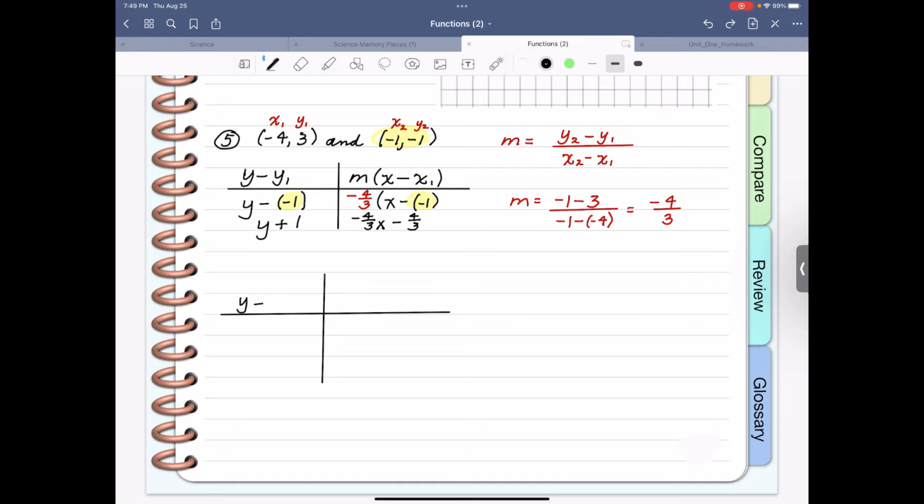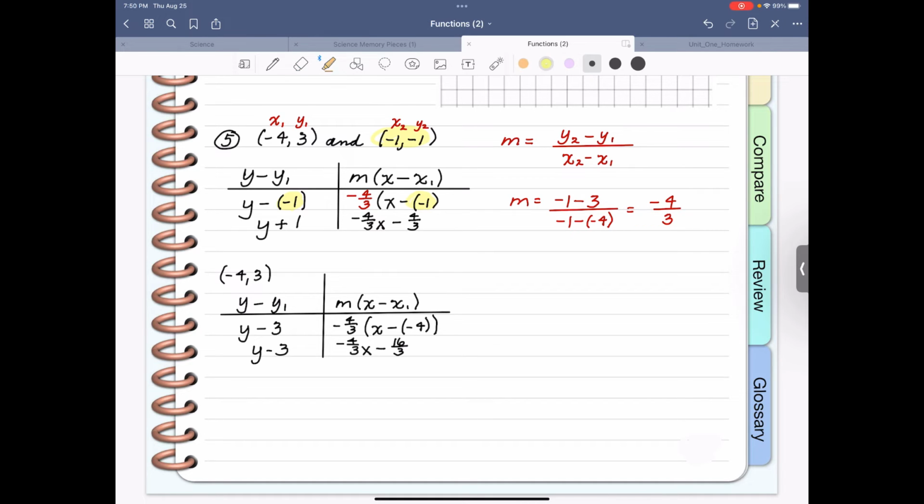Oh, sorry. I'm getting ahead of myself. Set your pattern up. And then use that other point. We're going to use -4, 3 this time. So y would be y minus 3. Slope is still -4/3 because that came from both of those points. And then x minus -4. So we have nothing on this side to simplify. But here we have -4/3 x minus 16/3. So if you chose to use that point, you would get this version of the equation.